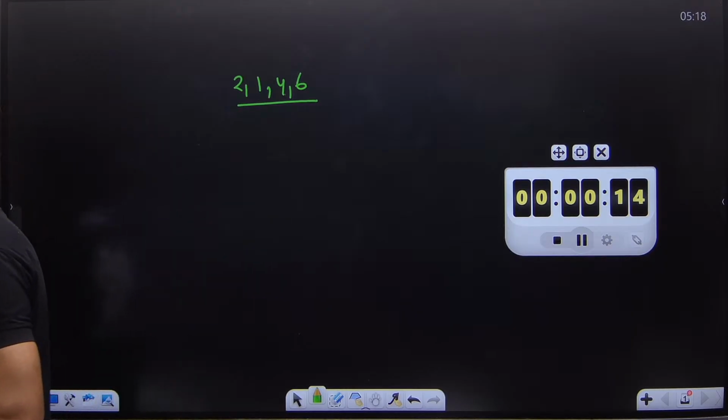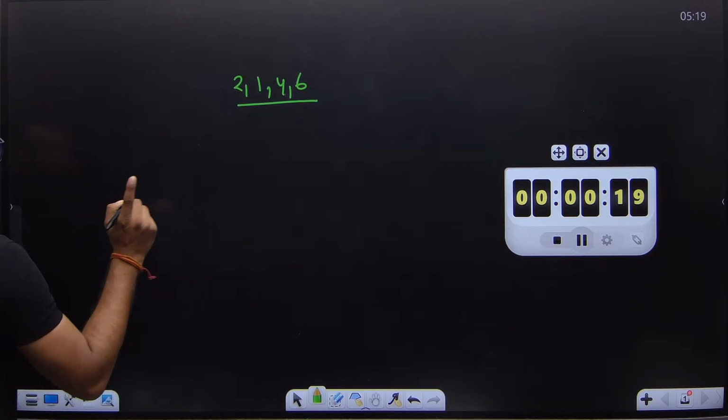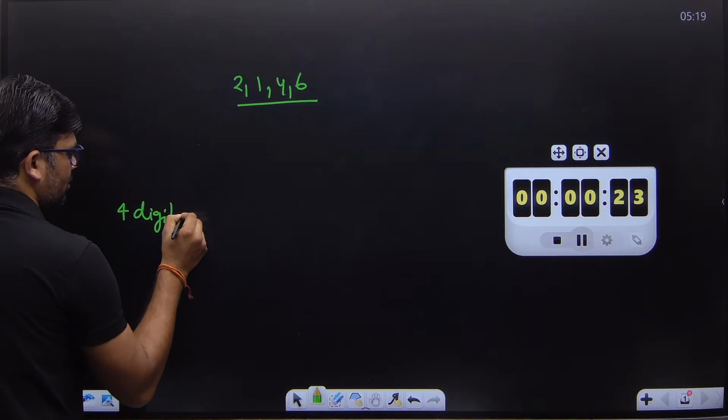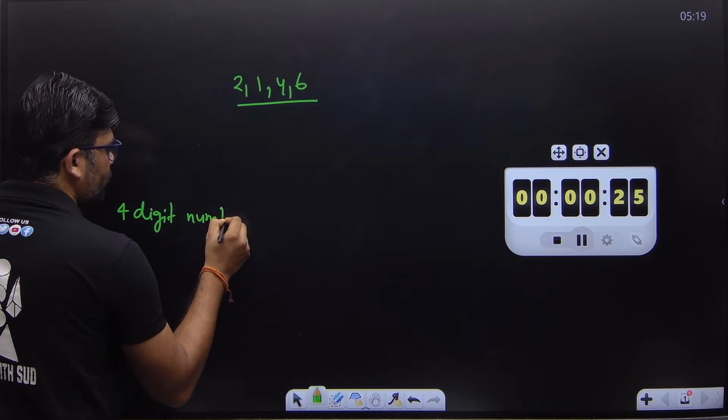None of the digits has to be repeated. Repetition is not allowed, and you have to form only 4-digit numbers. That means you have to use all of the digits.